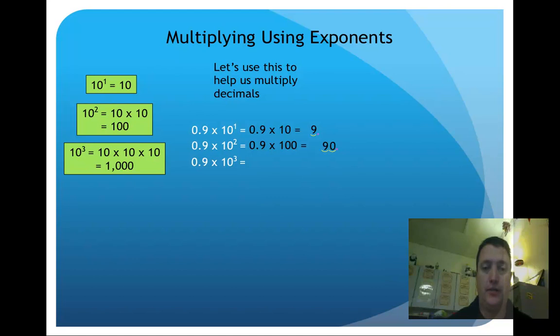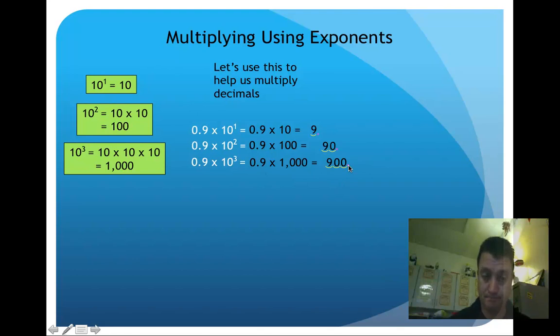Let's look at 9/10 times 10 to the third power. Well, that's going to end up being 9/10 times 1,000, and that's going to end up taking our decimal point and moving it 1, 2, 3 spots. We're going to put in 2 zeros as placeholders to keep those spots saved, and we know that 9/10 times 10 to the third power equals 900.